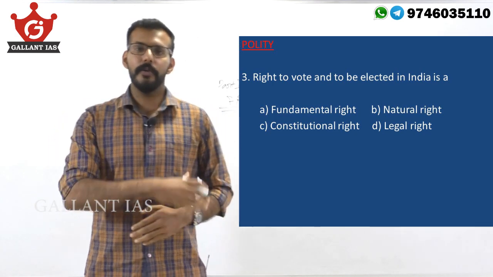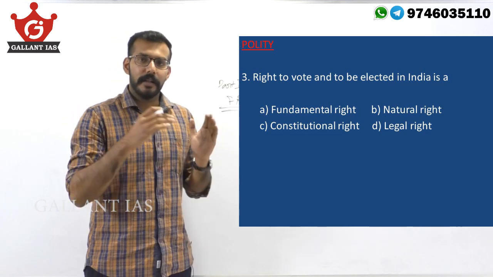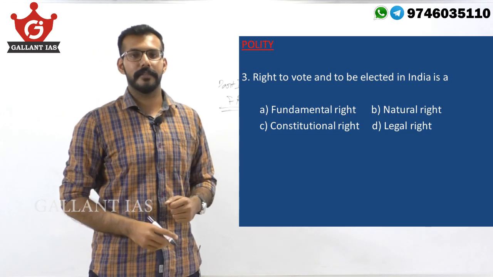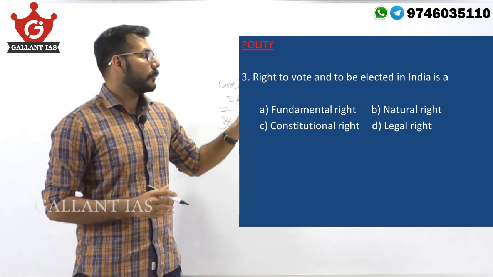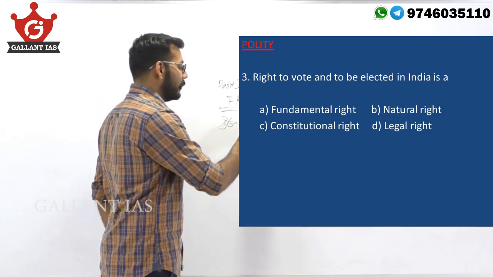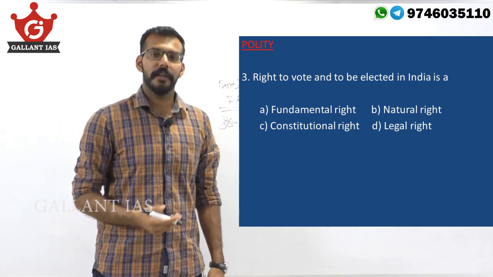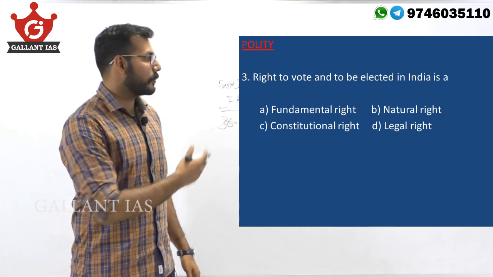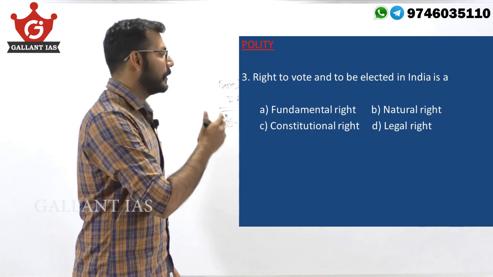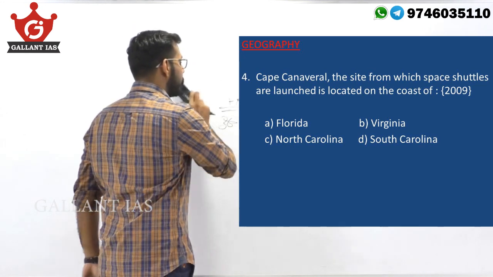There are rights outside the realm of fundamental rights or outside the realm of Part 3, in other parts of the Constitution, and those rights are called constitutional rights. Now, right to vote and to be elected comes under one such right. Under Article 326, all adult citizens have the right to cast their vote in the elections. So, naturally, our answer here is not A, not fundamental rights, not natural right or legal right, it's C, constitutional right.